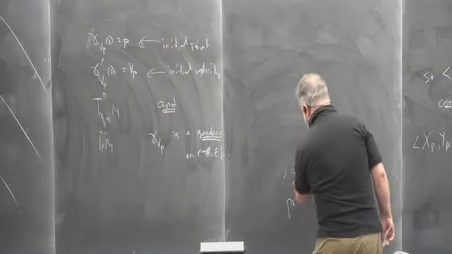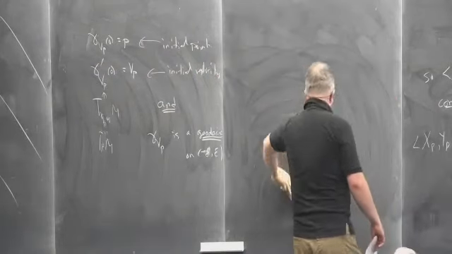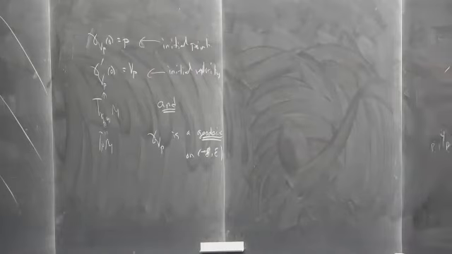We have to show that given P and VP, we can find a geodesic for small time. I don't say anything about this epsilon. I just say there exists some positive epsilon.